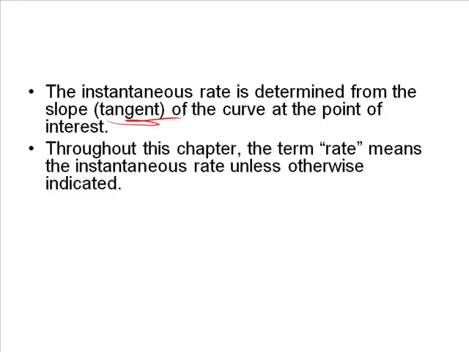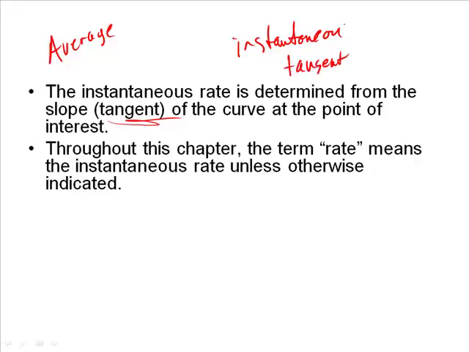Throughout this chapter, we've pretty much talked about two rates. We've talked about calculating an average rate, and we've talked about getting an instantaneous rate. The instantaneous rate, like we said, you get from the tangent line. And for the average, you take your two points and calculate the average between the two of them.